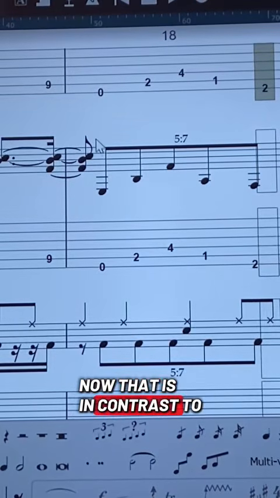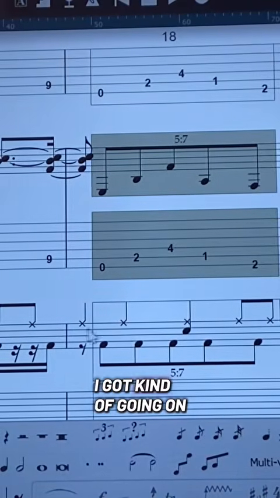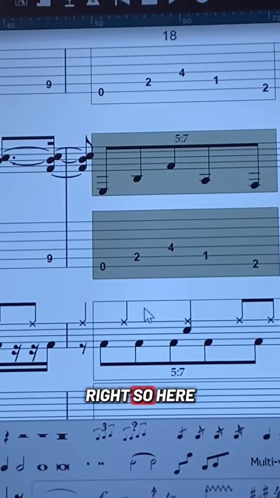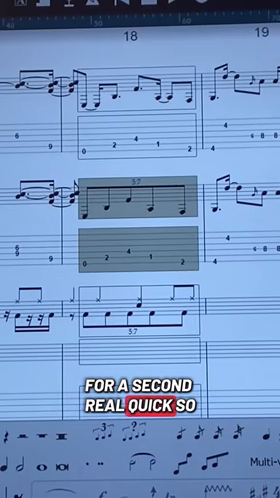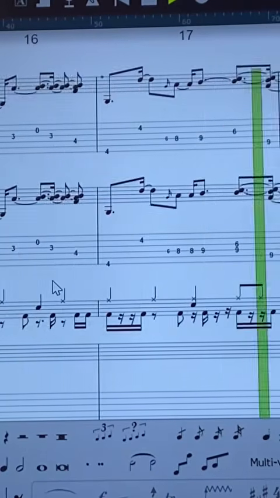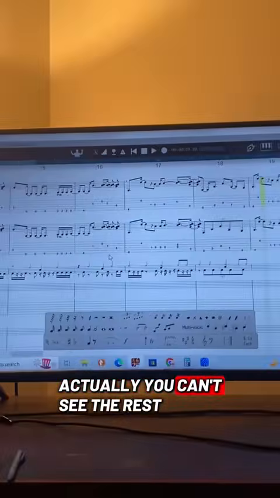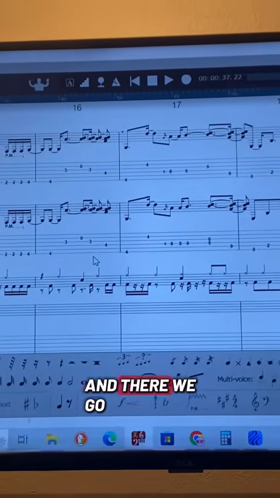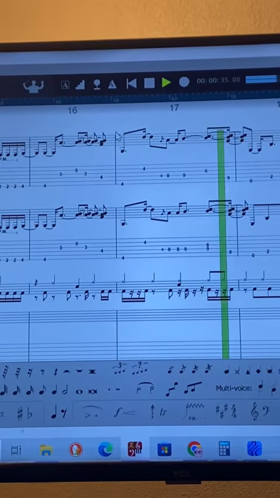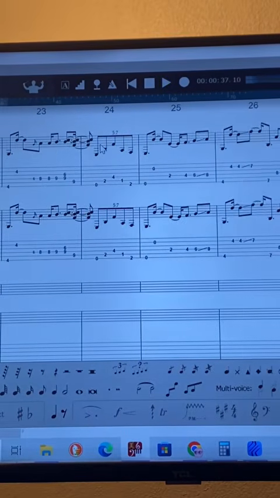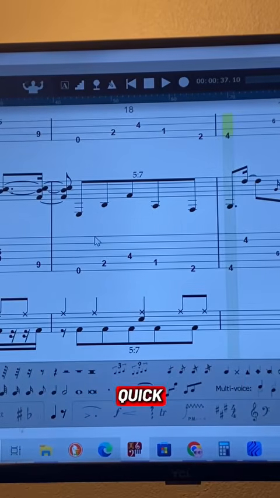Now that is in contrast to the 5/7 figure that I've got going on down here, right? So here, I'll just play it for a second real quick. Actually, you can't see the rest of it. Hold on. There we go. So here. Right, so we've got the difference between these two.